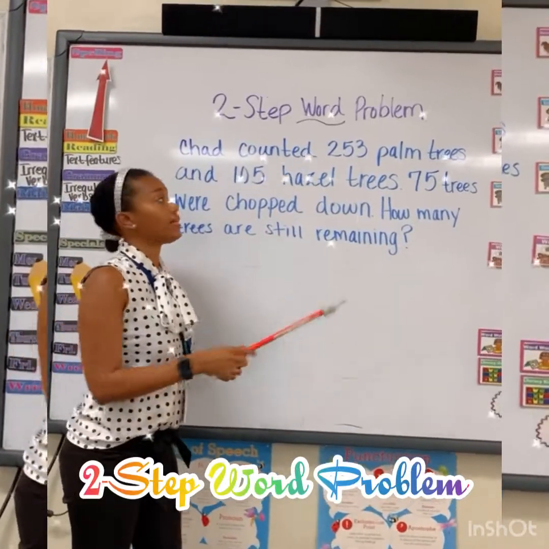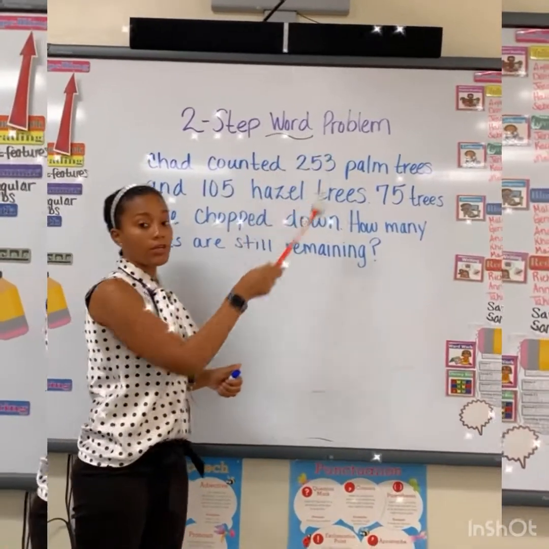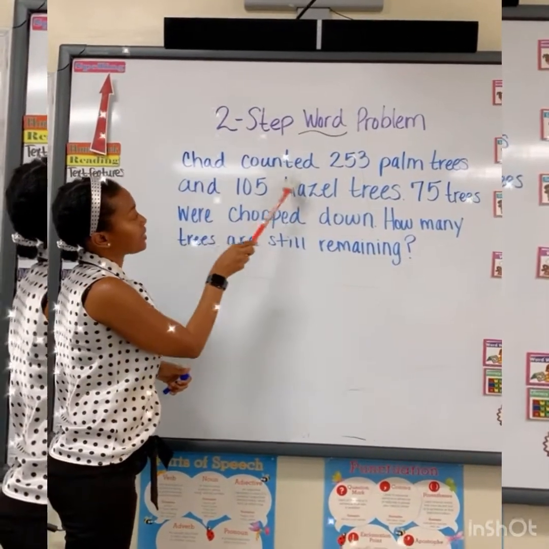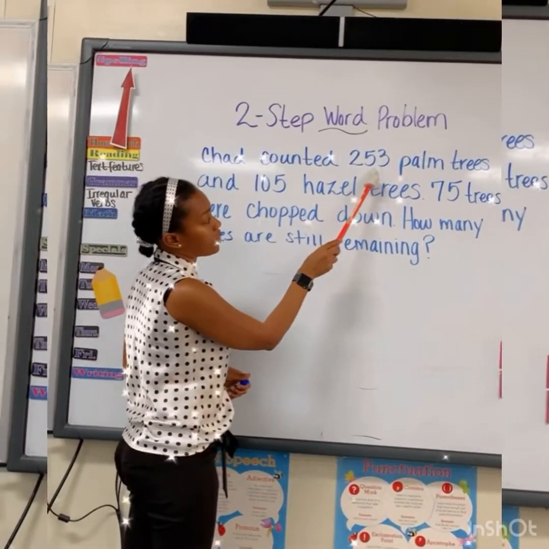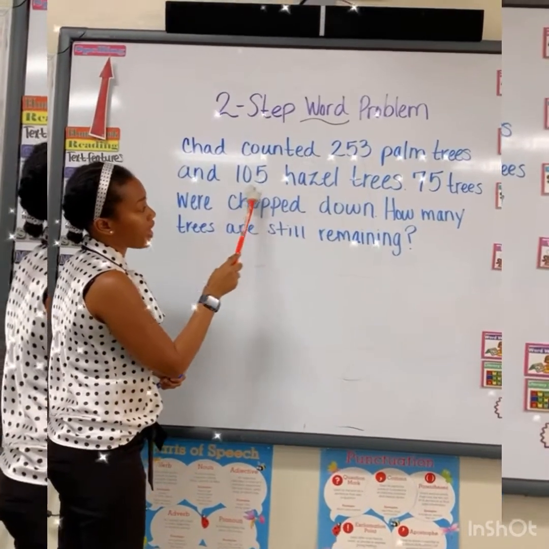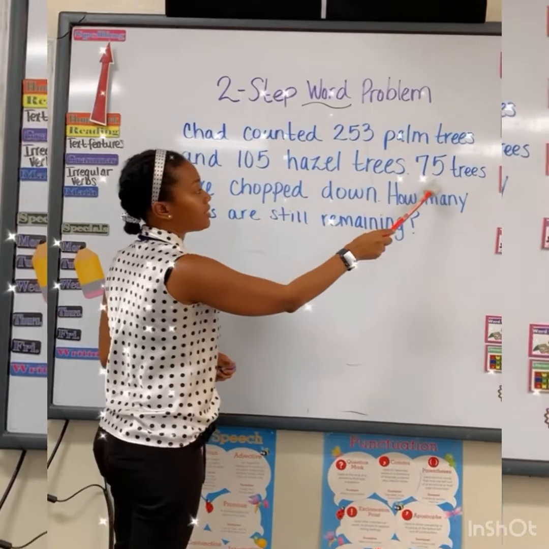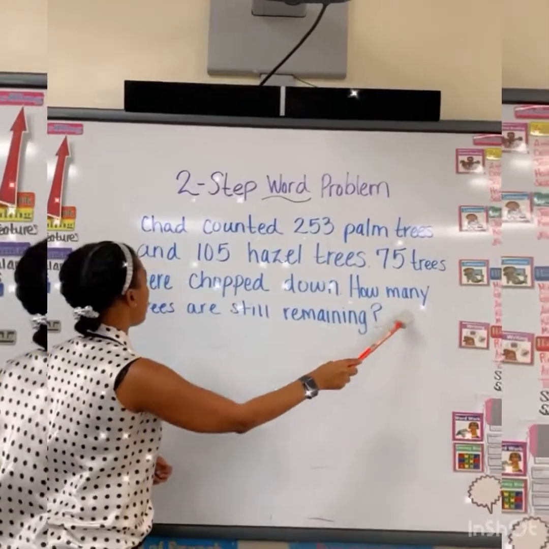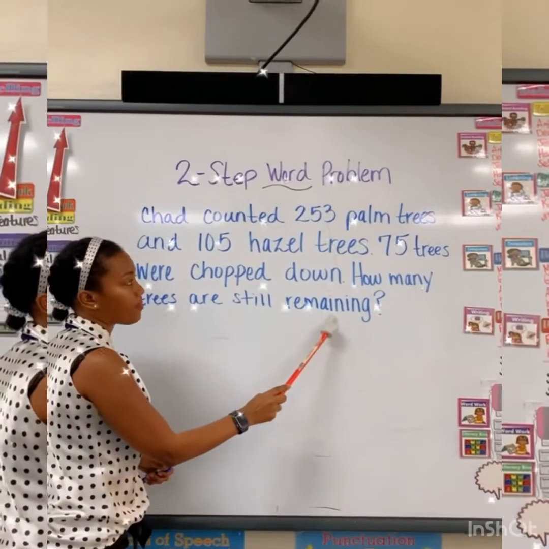Today we're going to be looking at a two-step word problem. Let's read it together. Chad counted 253 palm trees and 105 hazel trees. 75 trees were chopped down. How many trees are still remaining?